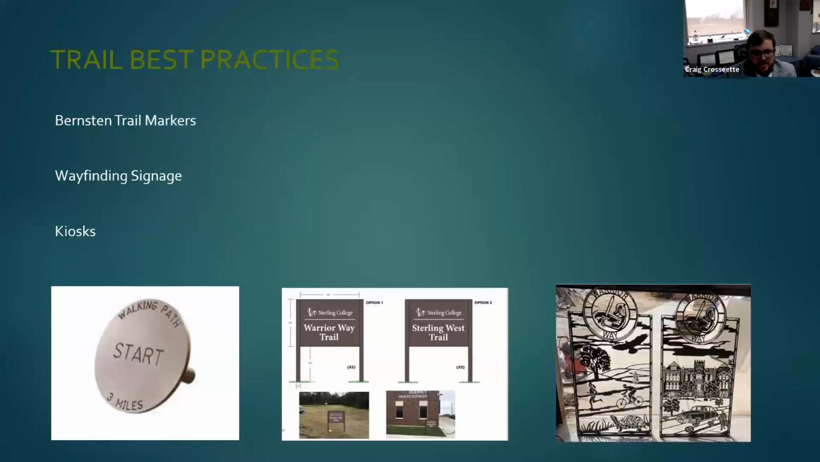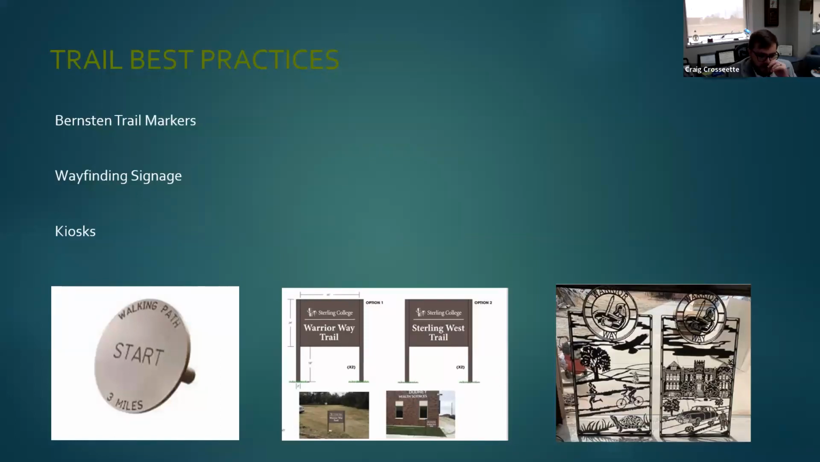Some costs associated with these different items. There's Bernston trail markers. You can see there on the bottom left. They're a little bit more expensive than they should be for some reason. They're $94 a piece. I don't know if there's any gold in there or why they're so expensive, but if you can embed them in a concrete trail, folks probably want to do that every 8th mile or maybe every quarter mile.